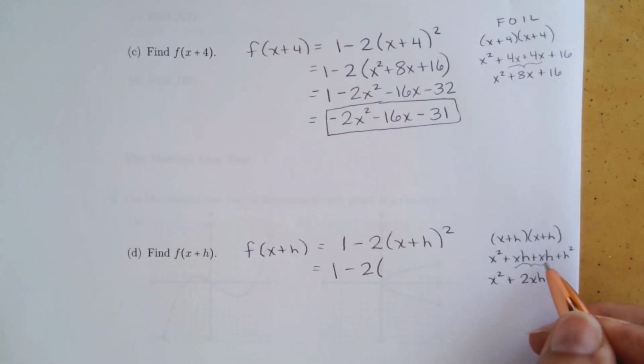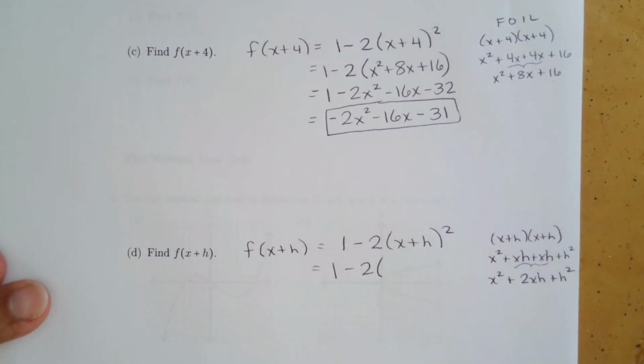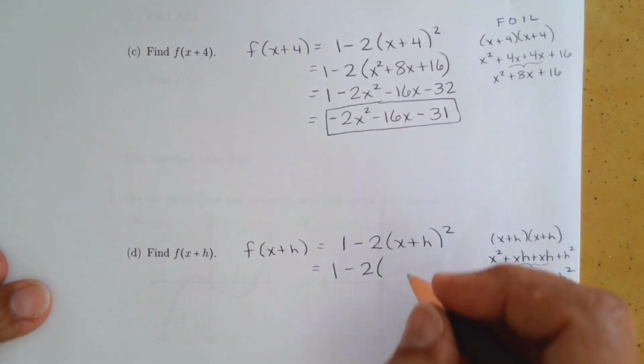How many xh's do you have? That's why you're looking for those same things. So you have 1 here and 1 here, so that's just 2 of those. You don't change the variables. And then you have the h squared at the end, right? All right, so x plus h squared is this. So that's what I'm going to write here.